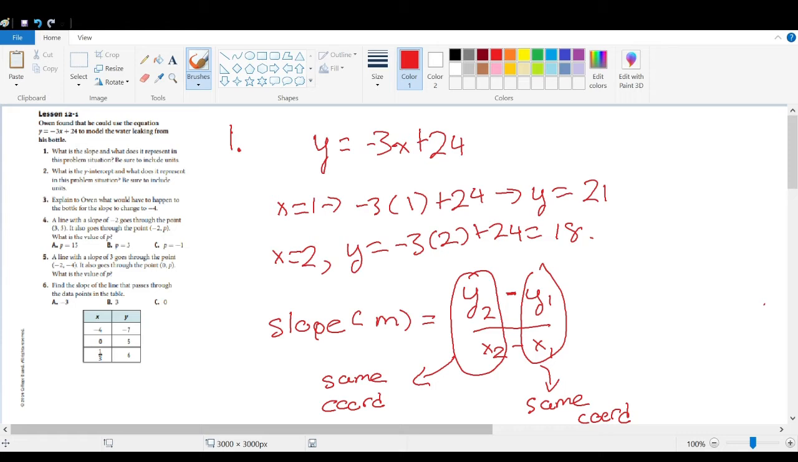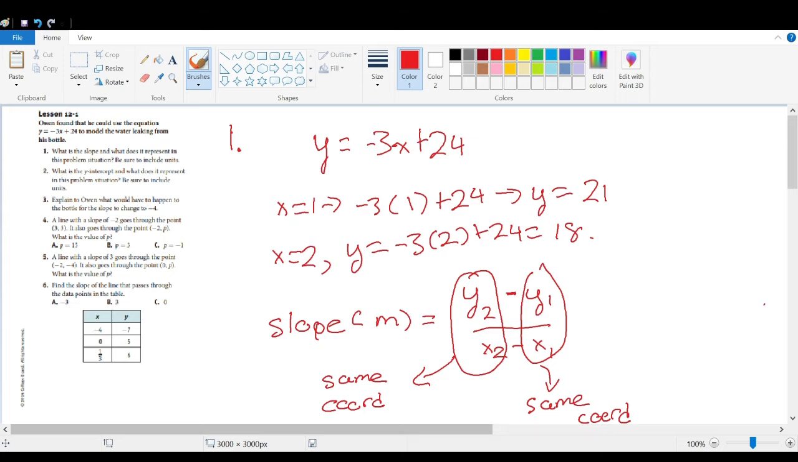So we know that x2 and y2 are from the same coordinate. X2 and y2 are of the same coordinate, and x1 and y1 are of the same coordinate. So how we would get x2 and y2 is we would say pretty much any x can be x2, and then we would find its respective y by plugging into the equation, or it's given to us, and that's our y2. And for x1, we do the exact same thing.